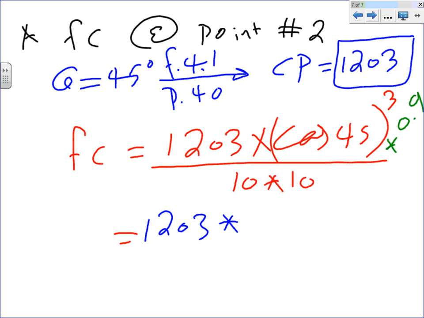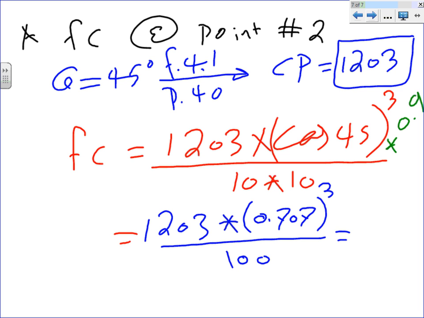1203 times, what's cosine 45? 0.707. Raise it to the power 3 and divide by 100. Don't forget to raise to the power 3. Everybody knows how to do that: multiply it by itself 3 times. If you don't know how to use the calculator, what's the answer? Don't forget the 0.9. 3.8. Anybody come up with something different? 3.8, okay, 3.8 it is.